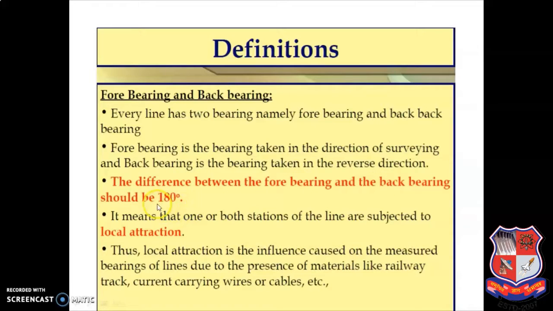The difference between the forebearing and back bearing should be 180 degrees. This is very important. When you have two readings, forebearing and back bearing, always remember that the difference between them is always 180 degrees. Otherwise, it means that one or both stations of the line are subjected to local error. This topic we'll discuss later on, because right now we are focusing on bearing.